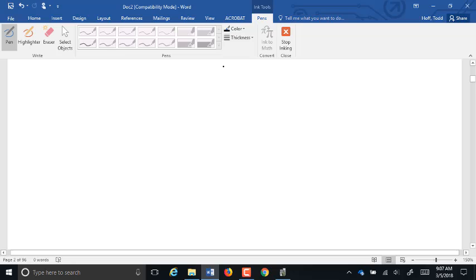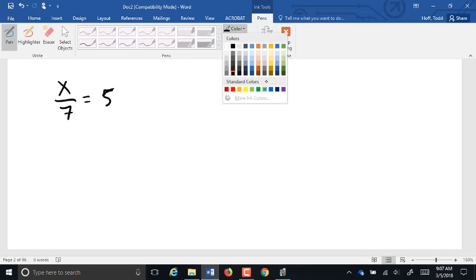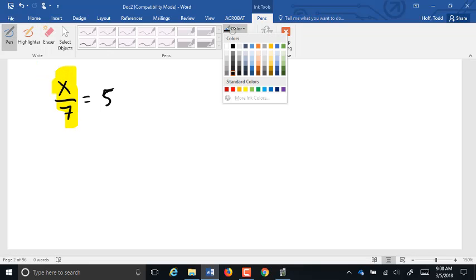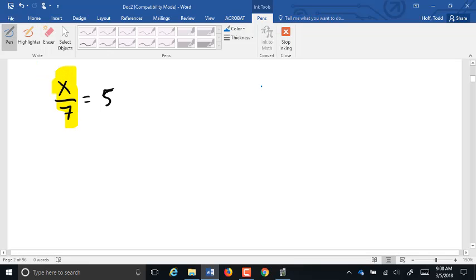Well, let's take a look at a problem like this. x over 7 equals 5. We can interpret this in one of two ways. We can interpret that as just x divided by 7 equals 5, and then solve it by multiplying by 7. You get x equals 35.